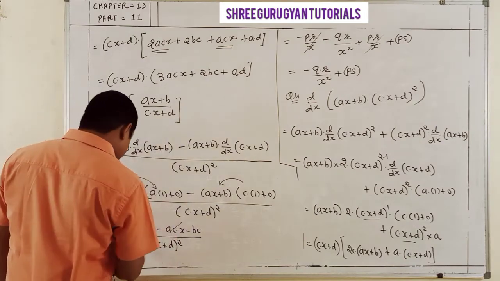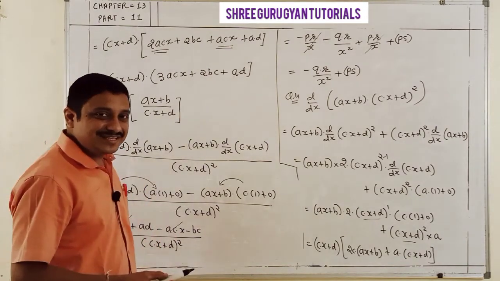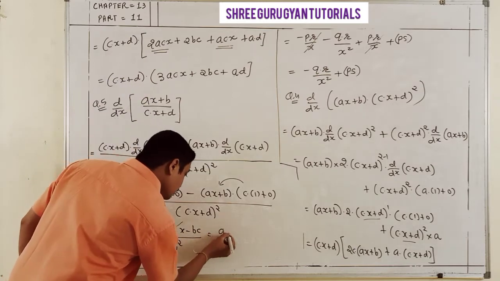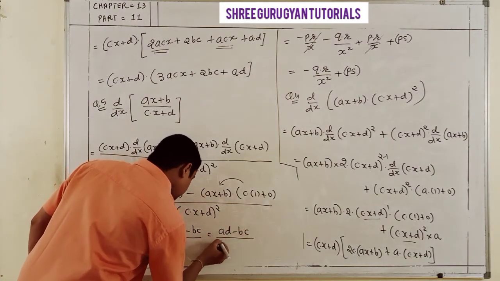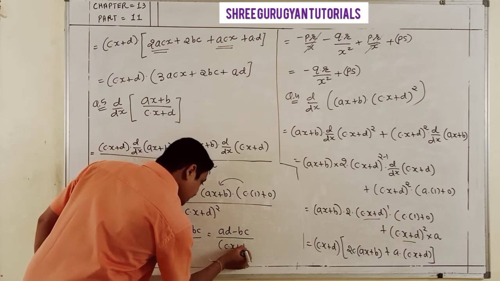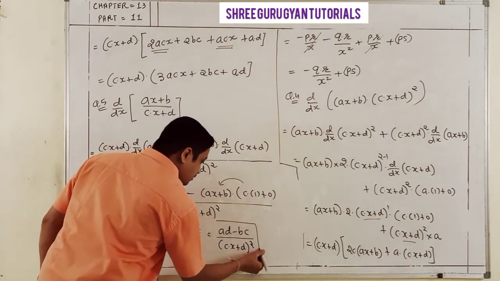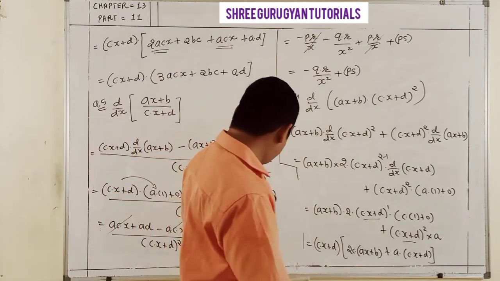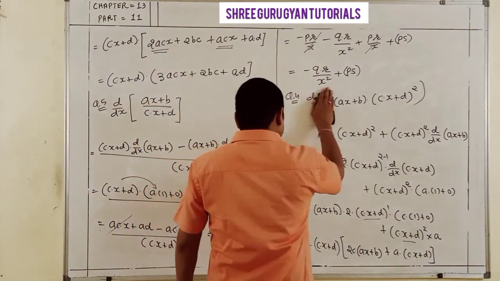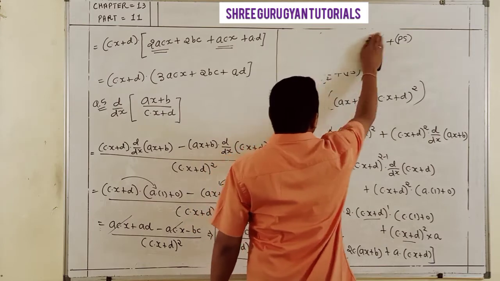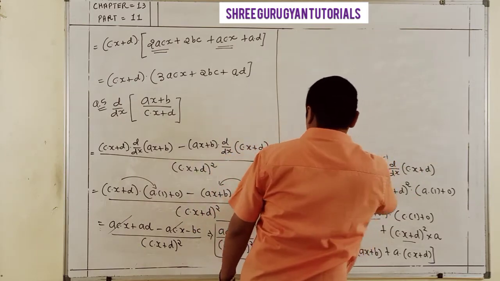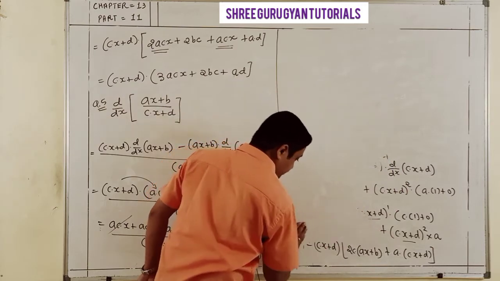Indirectly, acx and acx easily cancel. Only ad minus bc remains, over the same denominator, and that becomes the final answer to that question. So ad minus bc upon cx plus d the whole square. It's a very easy question. Now continue with question number 6.